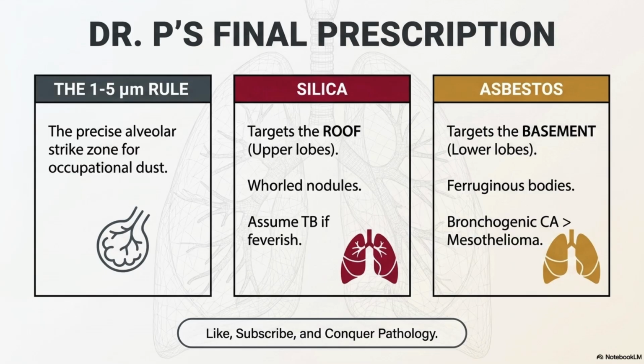We will wrap up with Dr. P's final prescription. Remember the 1 to 5 micrometer rule? It is the precise alveolar strike zone for occupational dust. For silica, it targets the roof, meaning upper lobes, features whorled nodules, and you must assume TB if the patient is feverish. For asbestos, it targets the basement, meaning lower lobes, features ferruginous bodies, and remember that bronchogenic carcinoma is more common than mesothelioma.